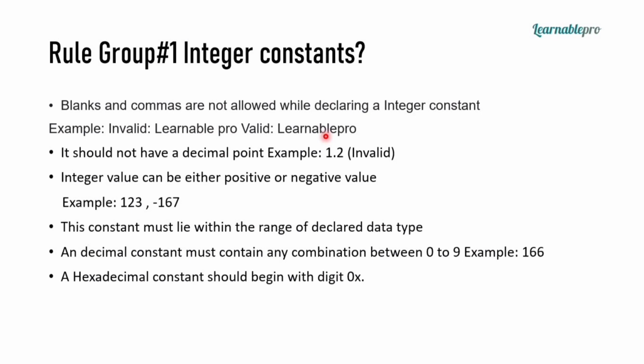Okay, so that is the second rule. It should not have a decimal point. For example, 1.2 or 2.4. These are some invalid declarations of integer constants.